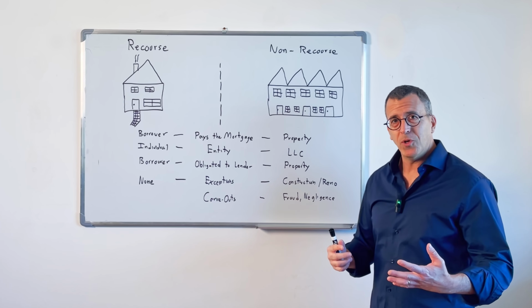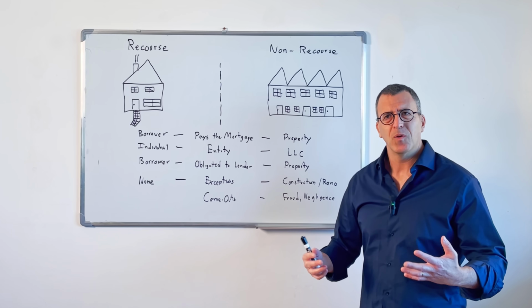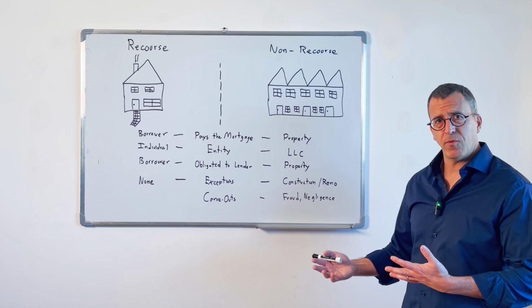Now, what I want to do is a little bit more complicated than that, a little bit more interesting than that. I want to think about why. Why would one property be recourse to the borrower and commercial properties not be recourse to the borrower?